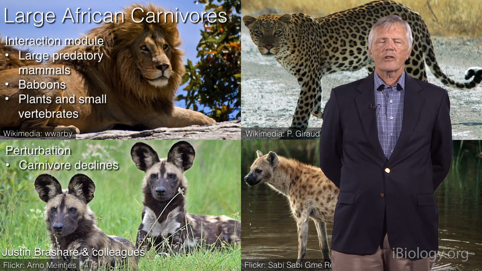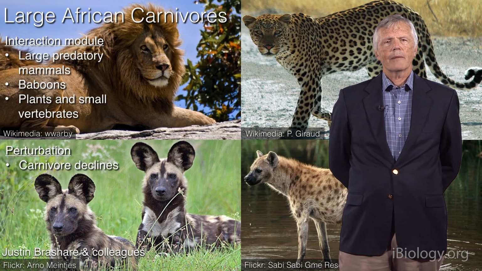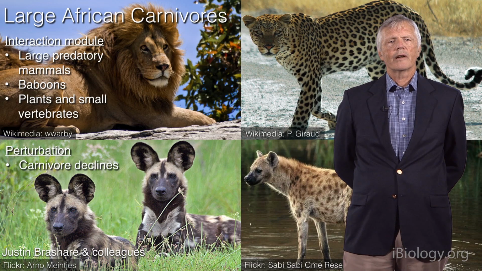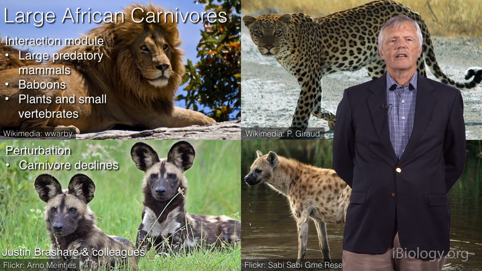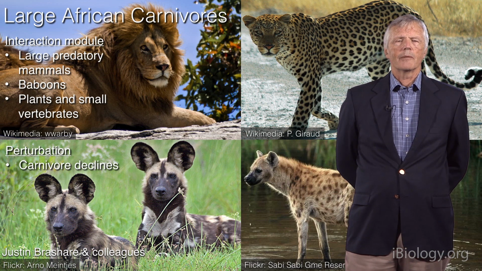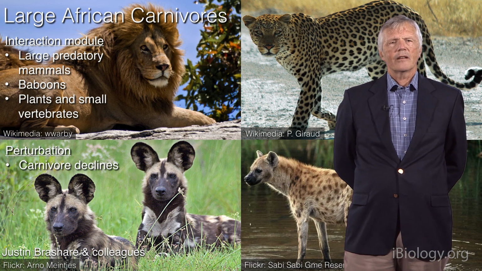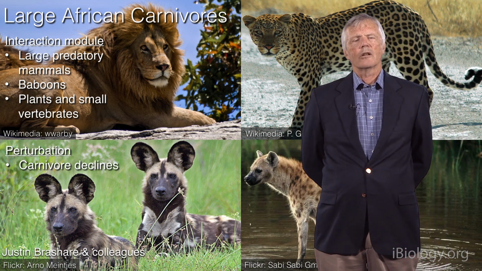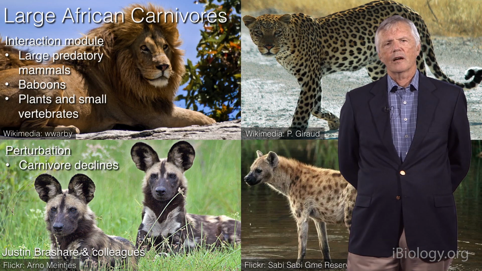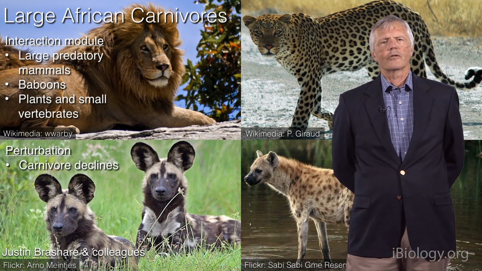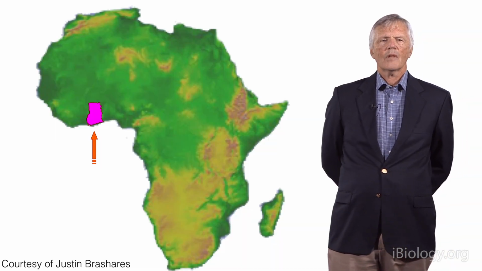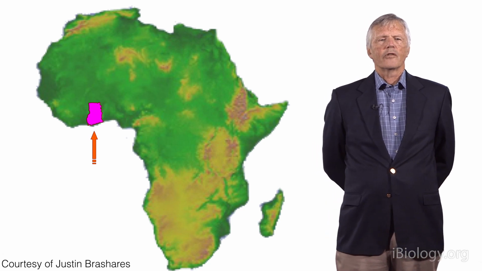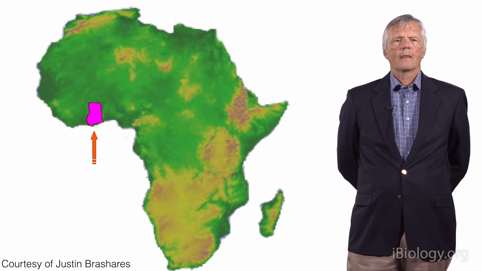The perturbation that has allowed people to see the dynamics of this food web and the importance of predators is the large-scale decline of predators through time across Africa, and data that have been gathered in association with that decline. This is work that's been done largely by my friend and colleague Justin Broussard at the University of California at Berkeley. Much of the work was done in Ghana, shown here.